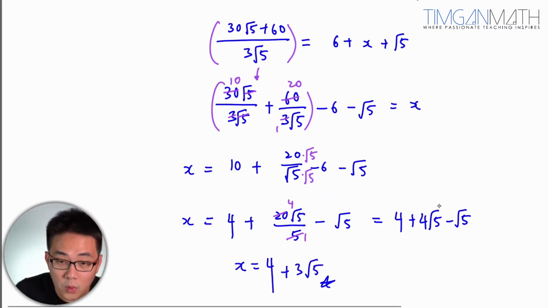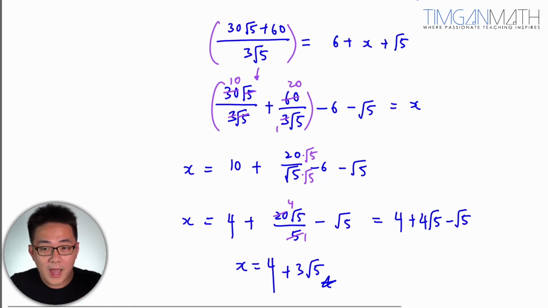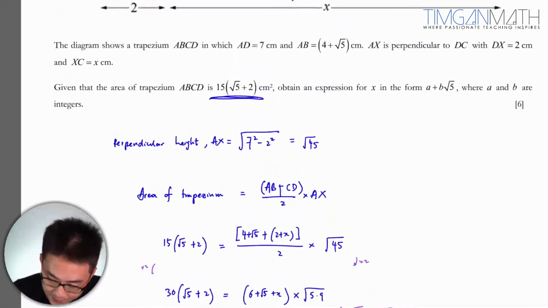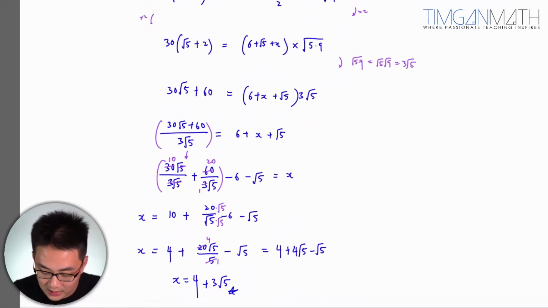Treat root 5 as one entity, so 4 of them minus 1 of them is 3 of them. So 4 root 5 minus root 5 will be 3 root 5. That's how you do this question proficiently. So a and b are integers, and I think this is it.